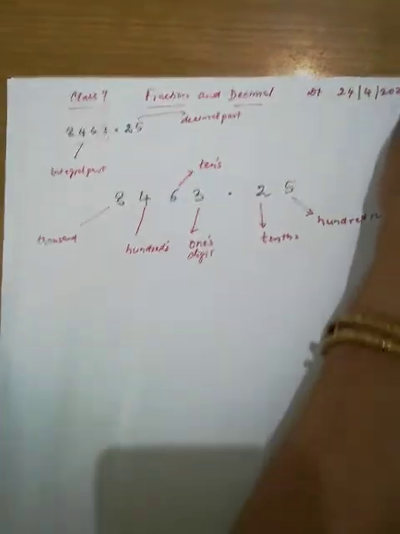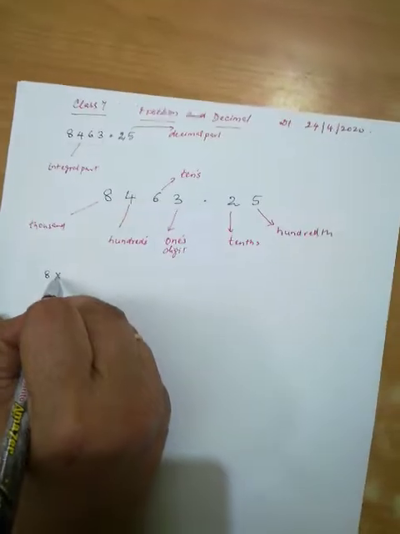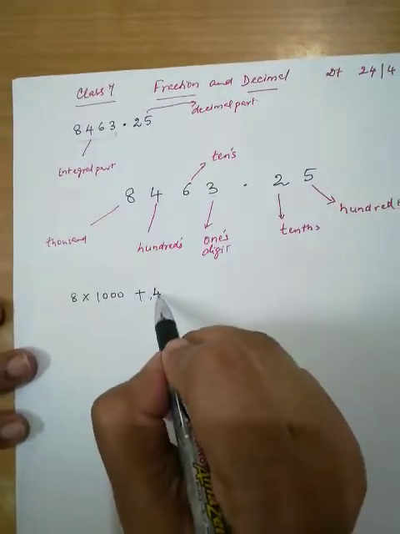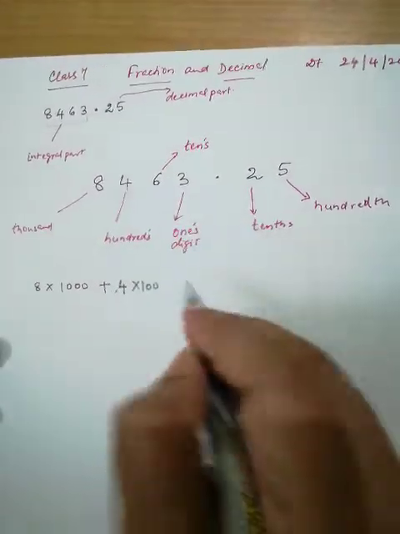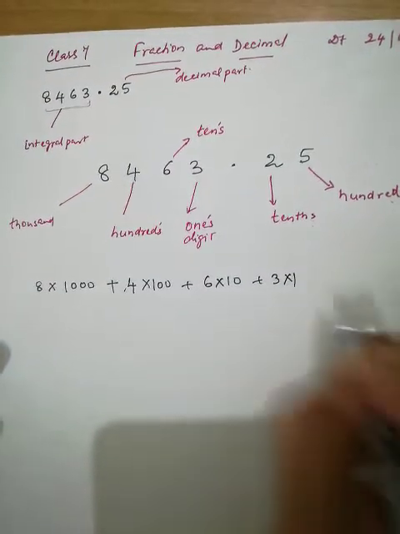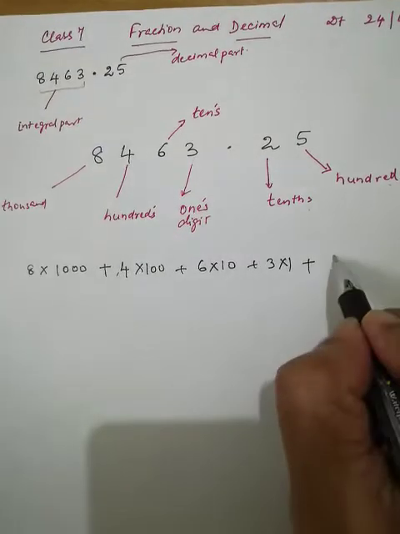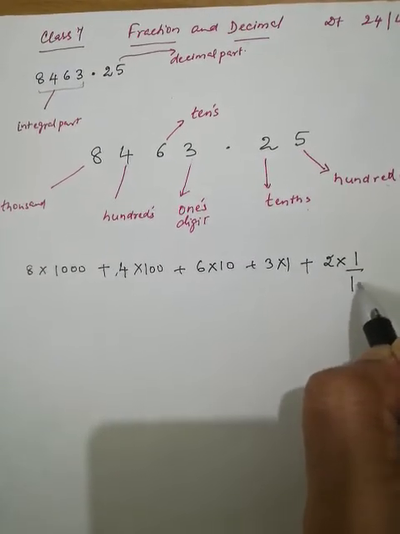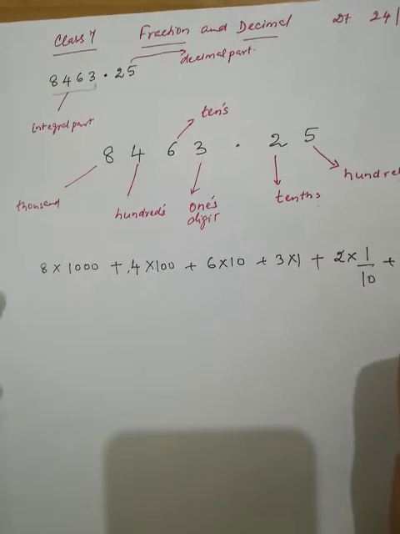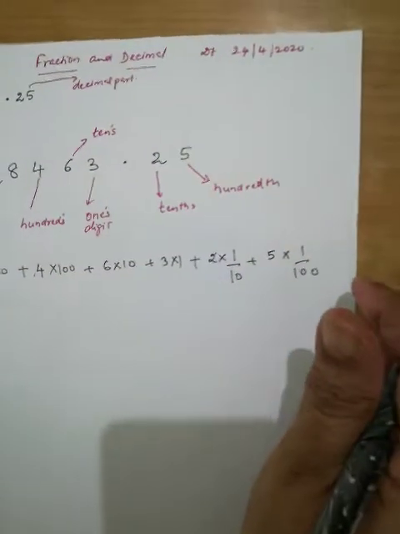When you write it in the expanded form, what you will write: 8 can be written as 8 into 1000, then plus 4 can be 4 into 100, 6 is 6 into 10, 3 is 3 into 1. Okay, now listen, be very careful. Plus 2 has to be written 2 into 1 by 10. Okay, that is tenths. And 5 is 5 into 1 by 100. This is the way you write it in the expanded form.